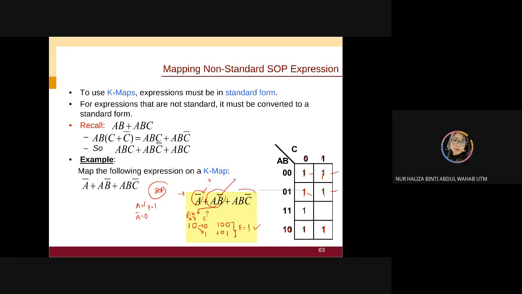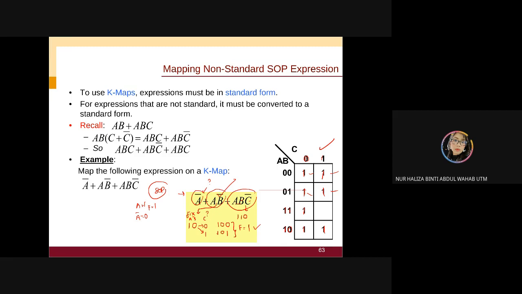Lastly, you have the standard version. No need for you to do anything. You just bring it down. You have 1, 1, 0. 1, 1, 0 is here. So you're done with your mapping. Any question for this part? So far, okay. Okay, thank you.